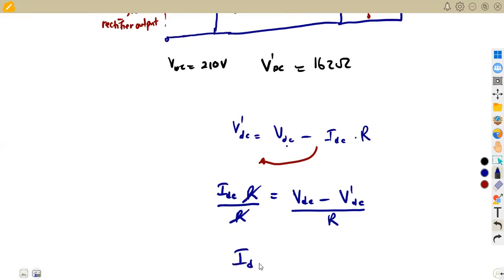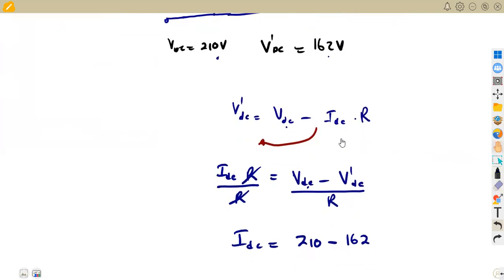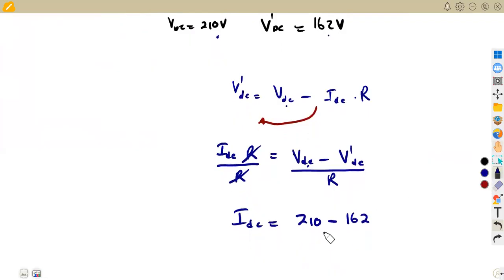That means our load current is going to be the input voltage, 210, minus the output at 162. Why am I using ohms for a voltage? Okay, now I'm tired, guys. This shows that someone is tired here. All right, anyways, that's it.